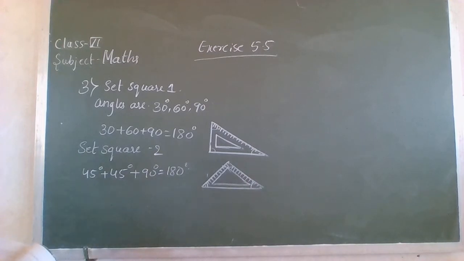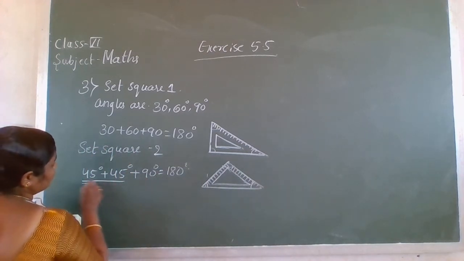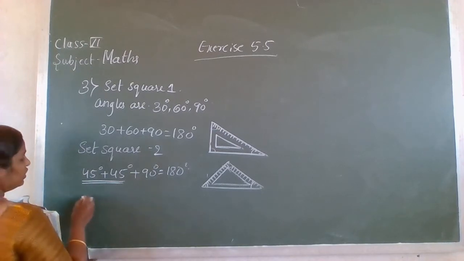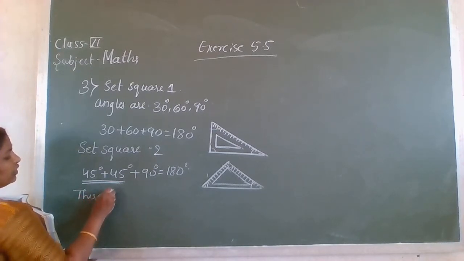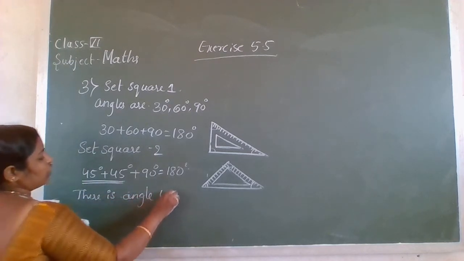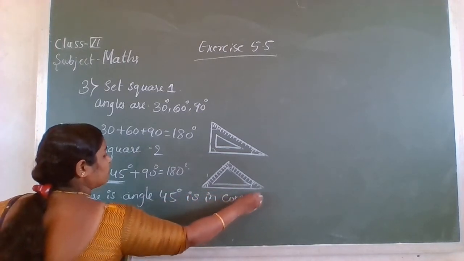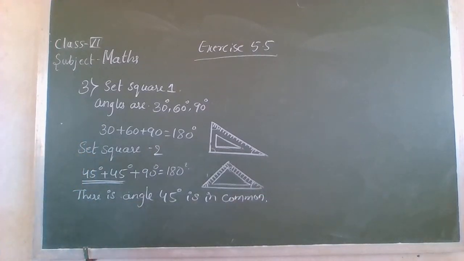And they are asking the next question. Part A. There are two set squares in your box. What are the measures of the angles formed at their corners? Do they have any angle measure that is common? Is there any one angle common? Yes, that is 45. The angle 45 degrees is in common. You also draw the set squares.